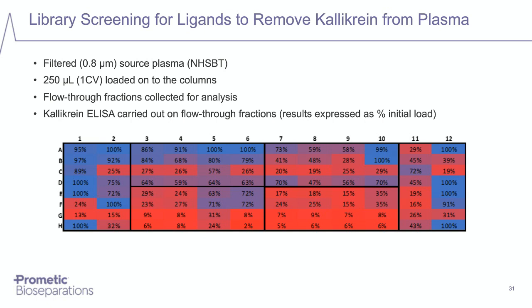So again, we've done a similar thing here. We've taken whole plasma, we've applied a kallikrein ELISA assay to the flow-through fractions, and the ones in red are the ones that are removing kallikrein, so very low concentration of kallikrein in the flow-through fraction because it's being bound by the column. And in this example, we can see one ligand here in position G1 that's quite effective in capturing and removing kallikrein, but it has low binding of other plasma proteins, particularly IVIG.